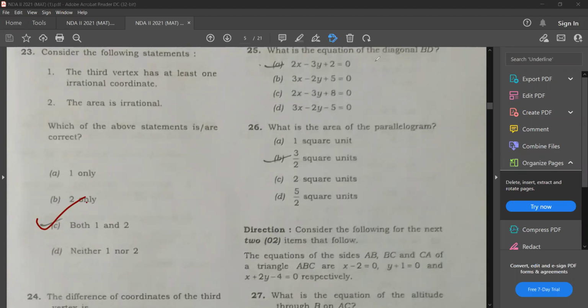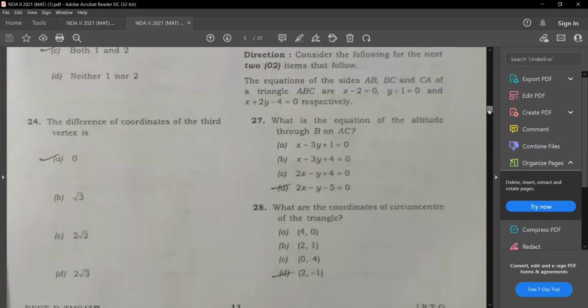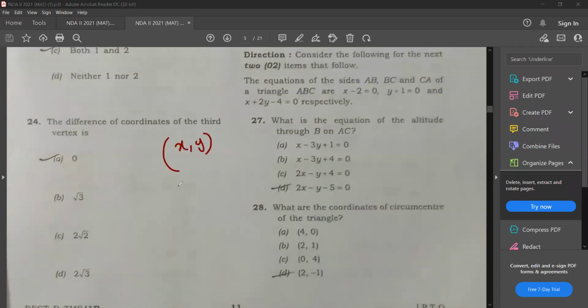Next part of the same sub question, see question number 3024. The difference of the coordinates of the third vertex. You have to find the difference. So from the first question, you will be getting x and y, no? So they are asking just the difference. So the difference you will be getting as 2 root 3. Option D. X minus y you will be getting as 2 root 3. Okay, so next question.